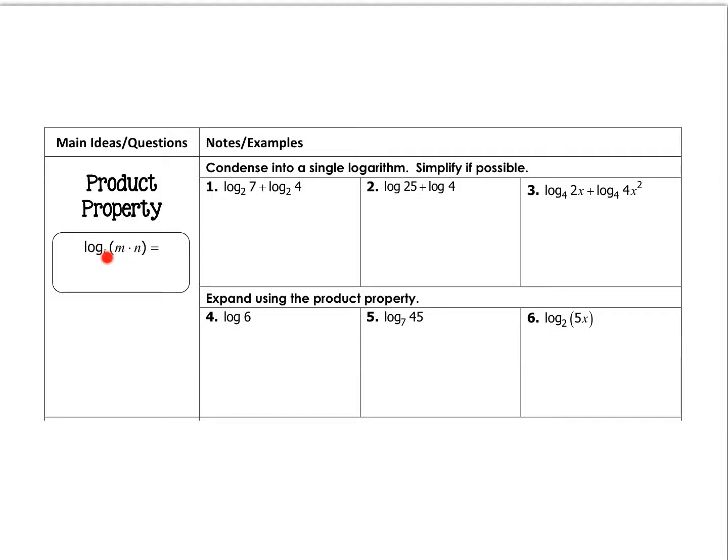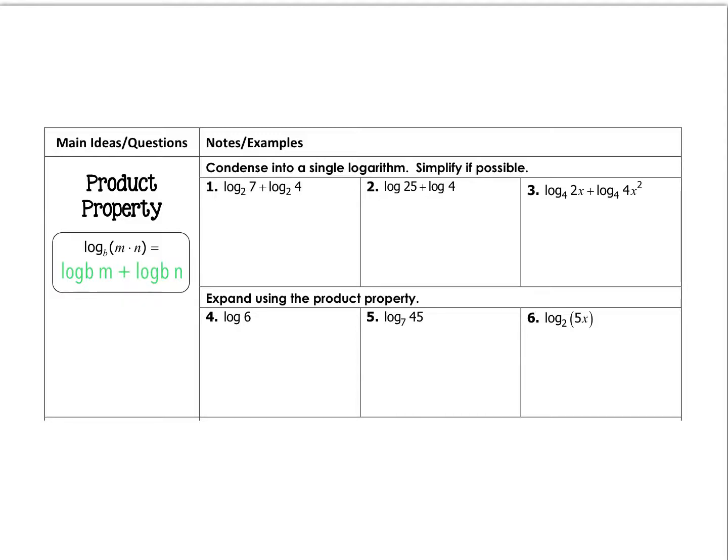It says log base b of 2 numbers being multiplied together. When those 2 numbers are being multiplied together, I can rewrite that log as log base b of m plus log base b of n. So the product property basically says if I see 2 logs that are being added together and they have the same base, that is essentially the same as taking the log of that base of those 2 numbers being multiplied together. These properties are going to be really important as you move forward in your math, so in your pre-calc and your calculus classes. So make sure that you're understanding those connections.